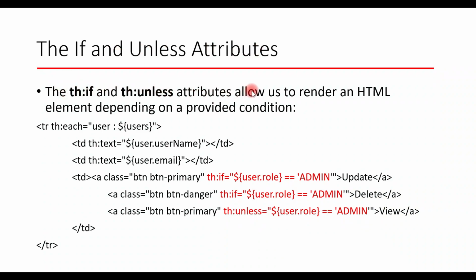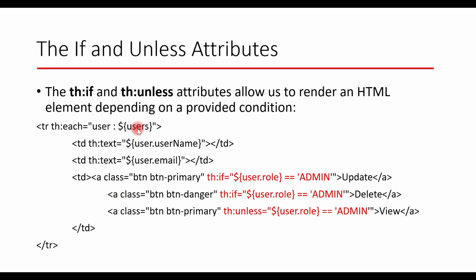The if and unless attributes allow us to render an HTML element depending on a provided condition. In some situations we need to render a portion of an HTML template based on some conditions, right? In that case we can use the th:if attribute, and the th:unless attribute is basically the negation of the if attribute. Okay, let us see a simple example.